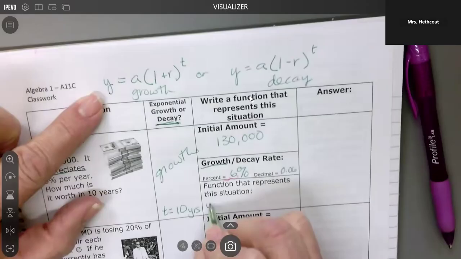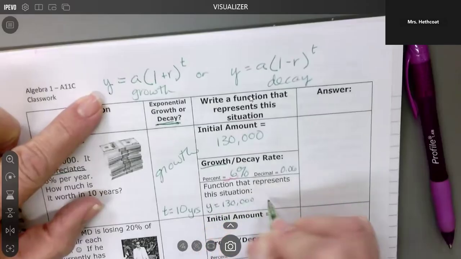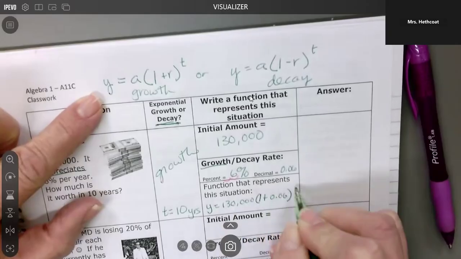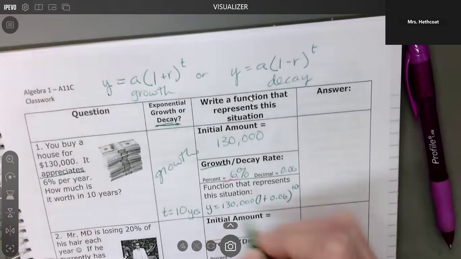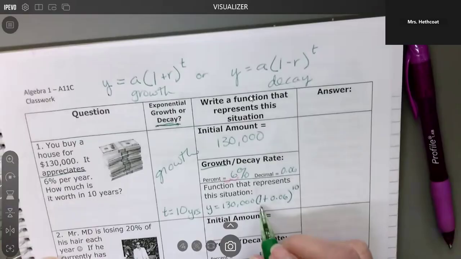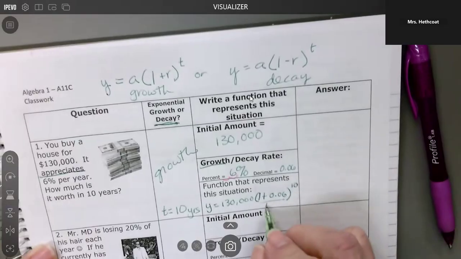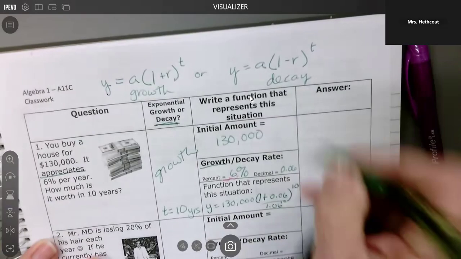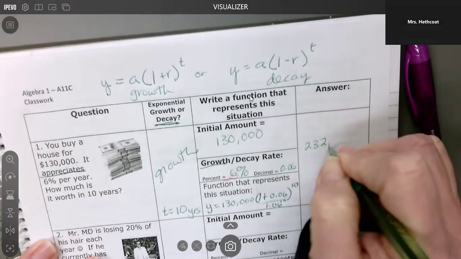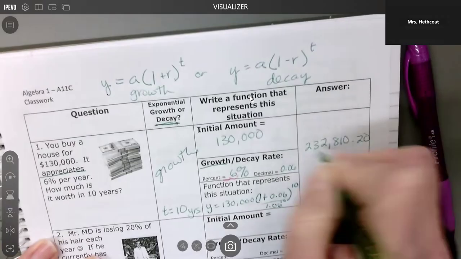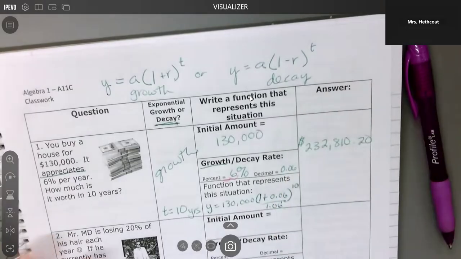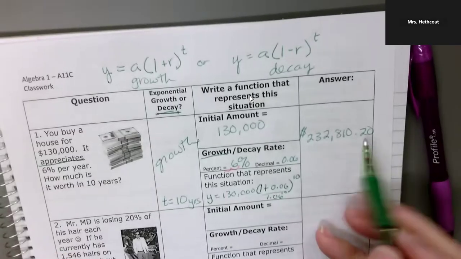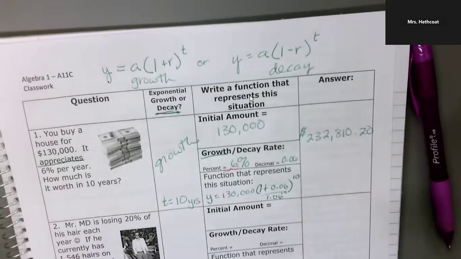So we get y equals 130,000 times the quantity 1 plus 0.06 to the 10th power to show our growth. And then you plug that into the calculator. I like to plug this in first, add it together, and then do 1.06 to the 10th power. And then multiply that times 130,000, and you should get $232,810.20. Dollar sign goes at the beginning in the United States. I know lots of other cultures put it after the change, like where you say it, but of course we have to be weird, right?